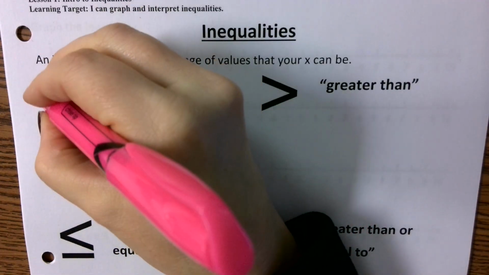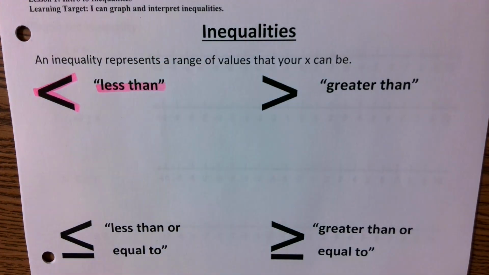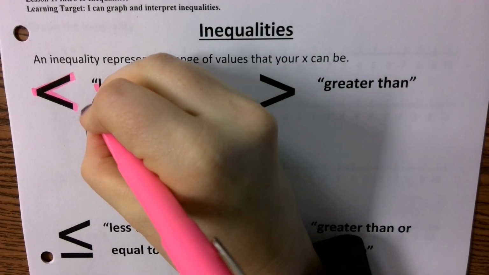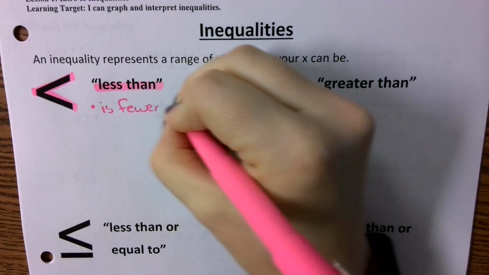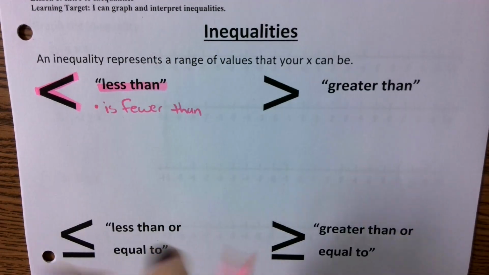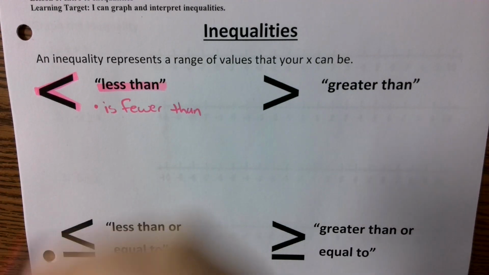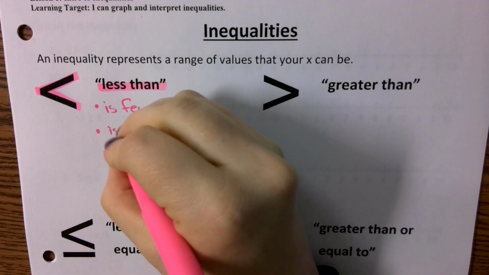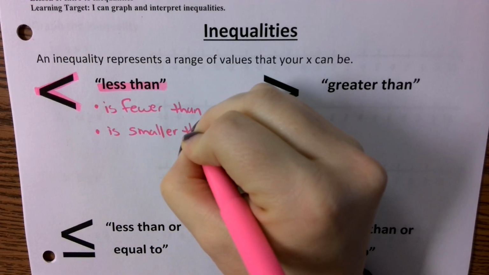Okay, so when we start off with them, we have our symbol less than. We typically know it as the less than symbol, so we already know our word is less than. Another one we could say is fewer than. So if you see fewer than, that's representing our less than symbol. If you see something that says it is smaller than, then we're focusing on the less than symbol.